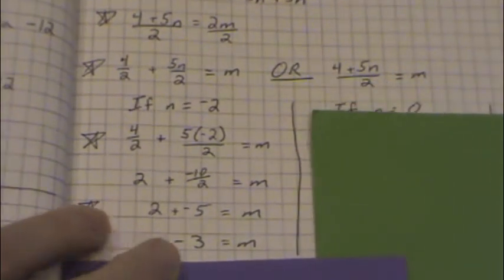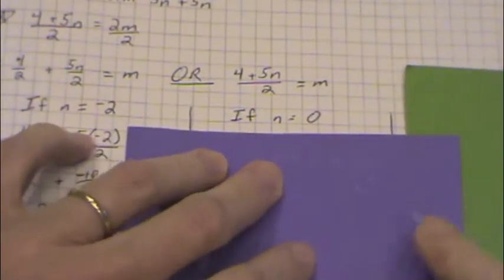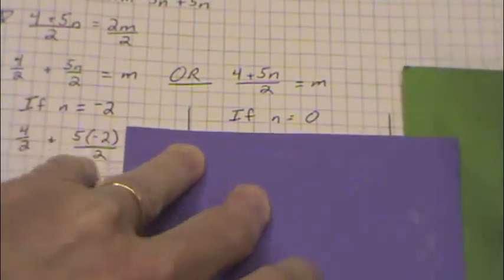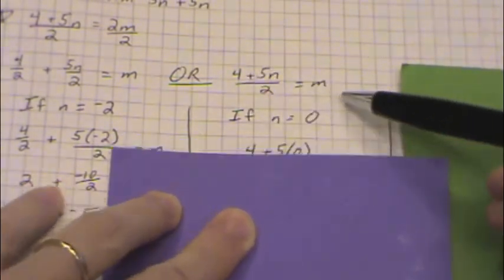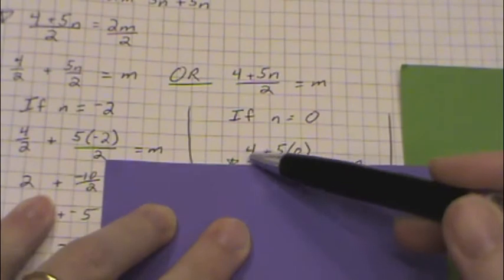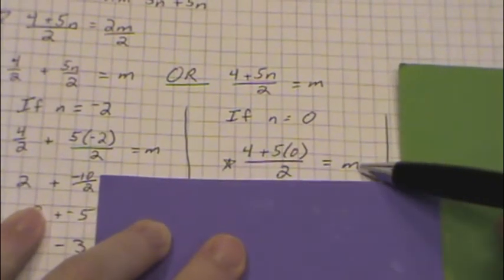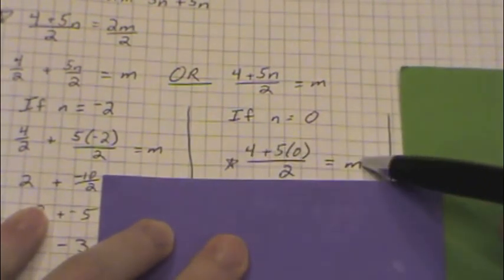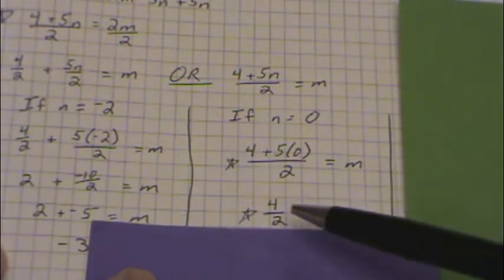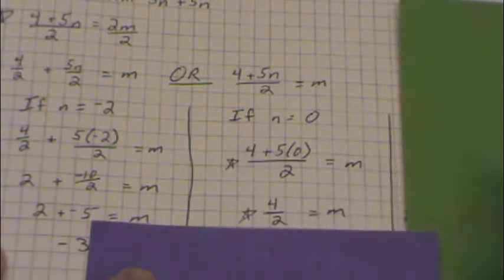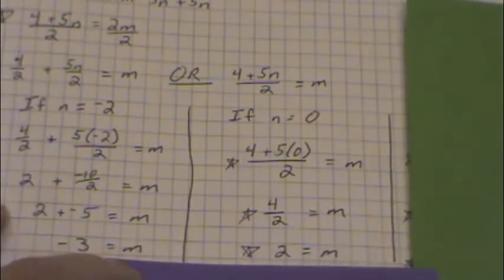The next problem, if n is equal to 0, then, and since I wrote that under this one, I'm going to use this one this time. You have 4 plus 5 times 0 over 2 equals m. I should see this step in everyone's work. Again, I should see this step. 4 halves equals m equals 2.